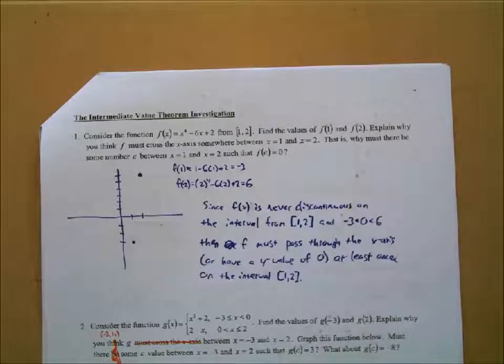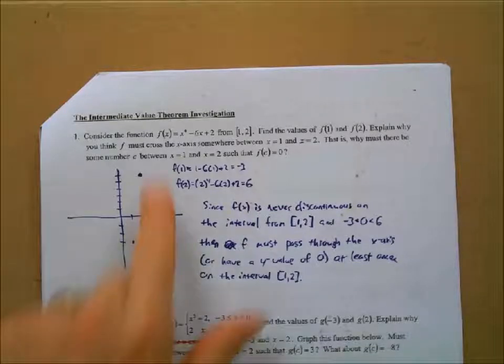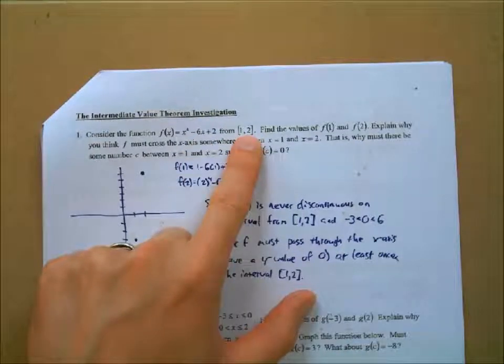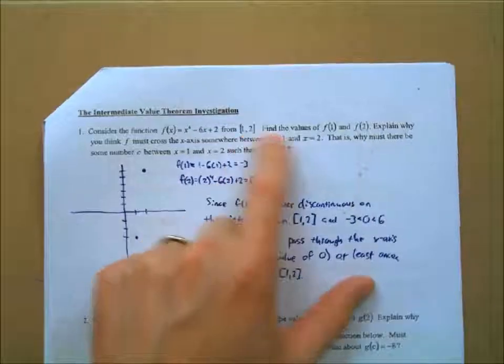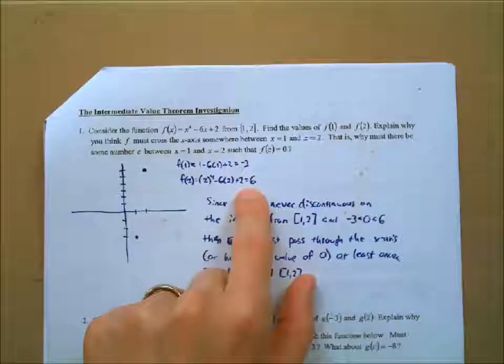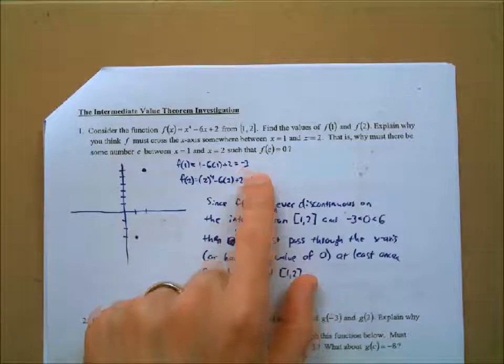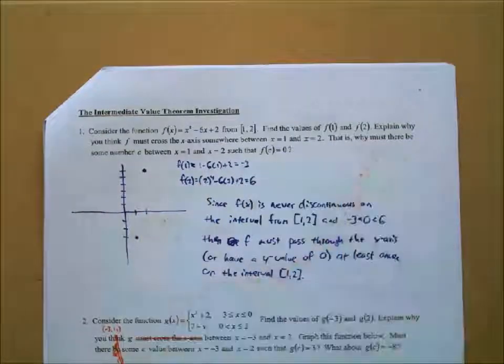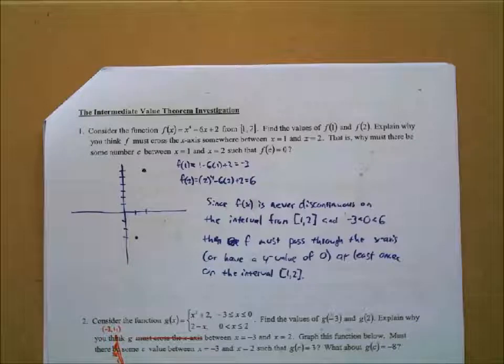If we look here at example 1, we're considering the function x to the fourth minus 6x plus 2 on the interval 1 to 2. We're asked to find the values of f of 1 and f of 2, which I did right here. You can see f of 1 yields negative 3, f of 2 yields 6. I plotted those points here and here on my graph. Explain why f must cross the x-axis between 1 and 2, between the x values of 1 and 2.